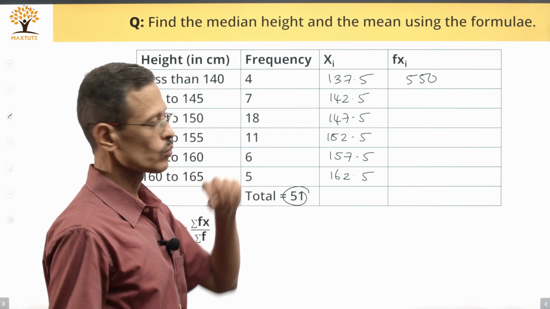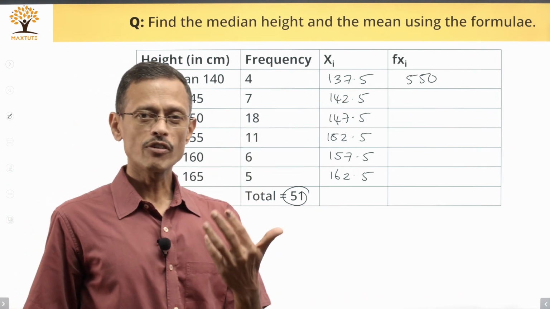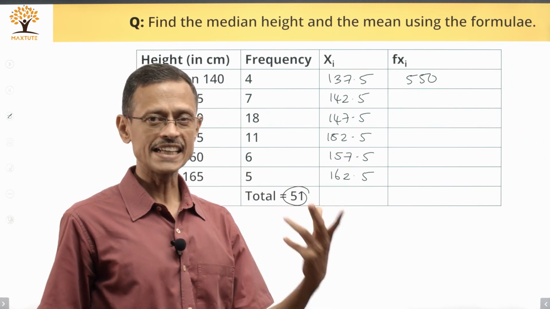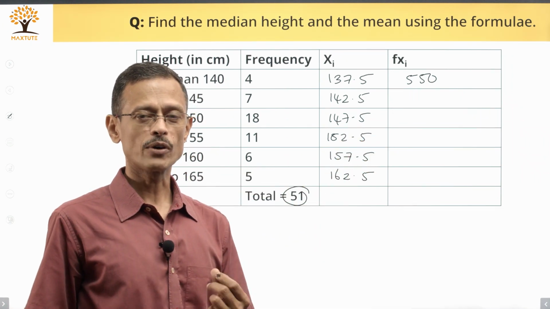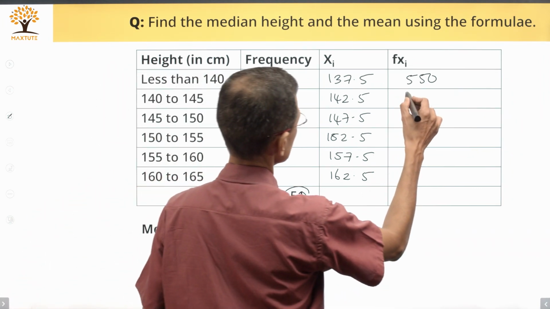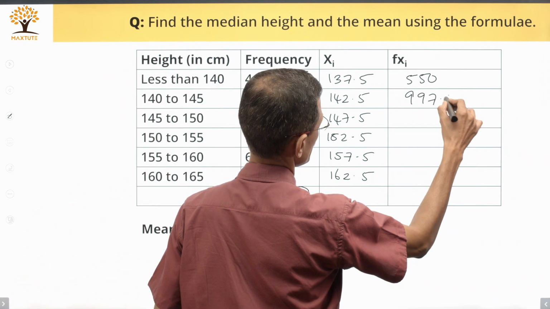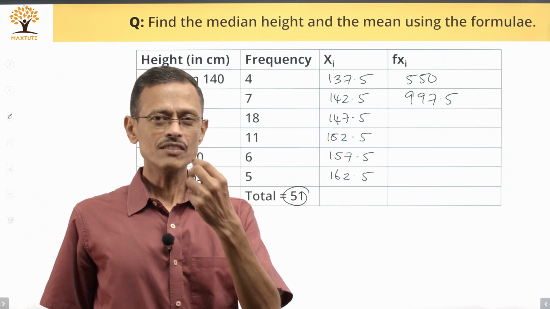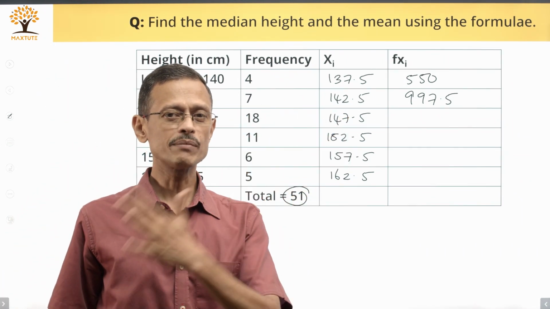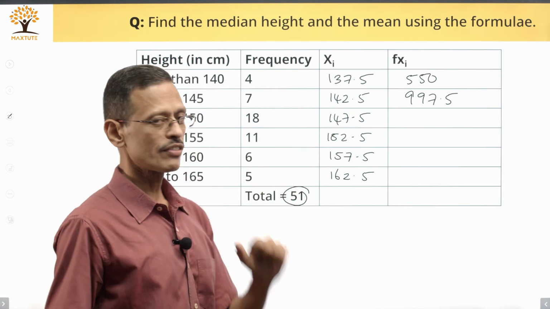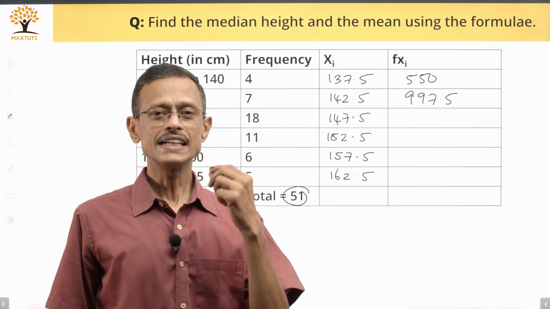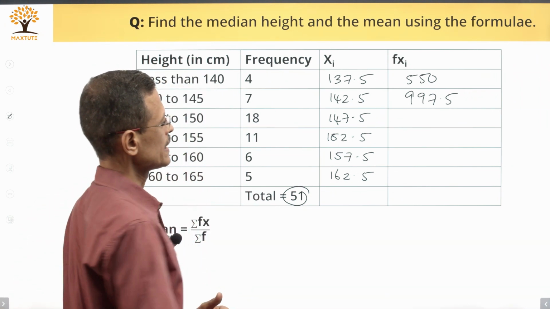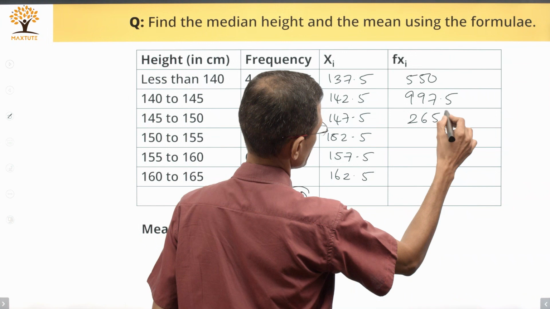Second one is 7 times 142.5. 140 into 7, 14 7s are 98. So, 140 into 7 is 980. 7 into 2.5 is 17.5. 980 plus 17.5 is 997.5. 18 into 147.5. Think of this 147.5 as 150 minus 2.5. 18 into 150 is 2700. 18 into 2.5 is 45. So, 2700 minus 45 is 2655.